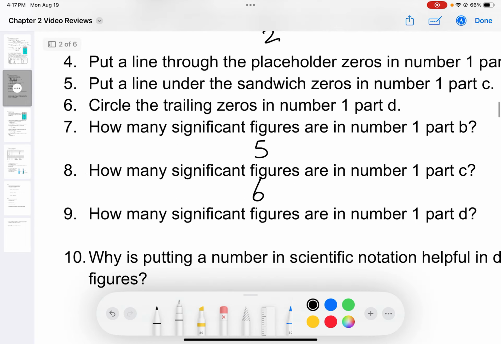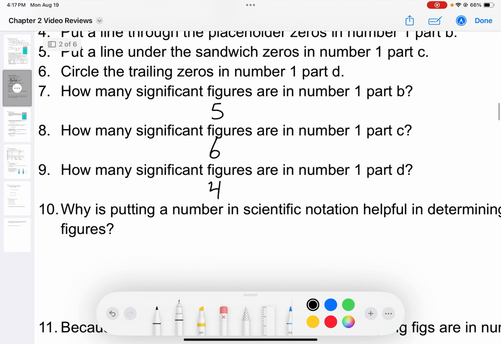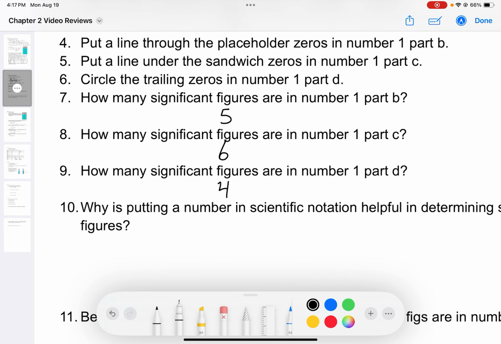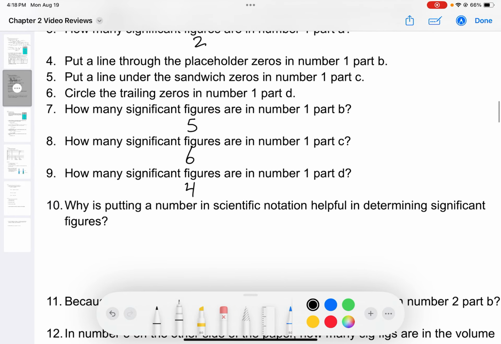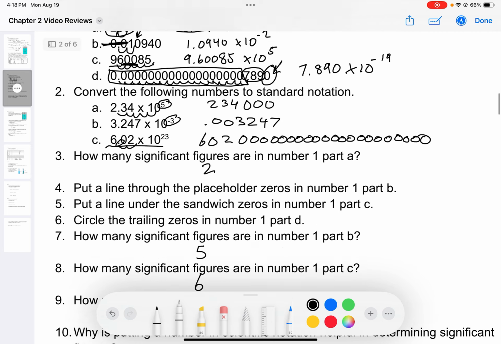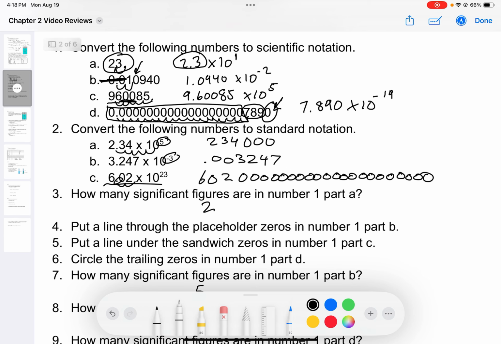So number 9, the answer is 4 significant figures. Number 10 says, why is putting a number in scientific notation helpful in determining significant figures? Here's why. If you put a standard notation number in scientific notation correctly, the number of digits that you wrote down is the number of significant figures.